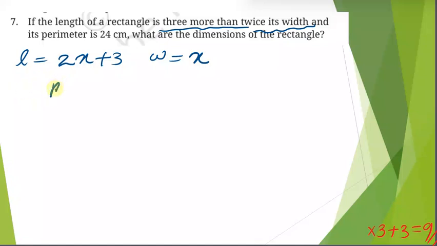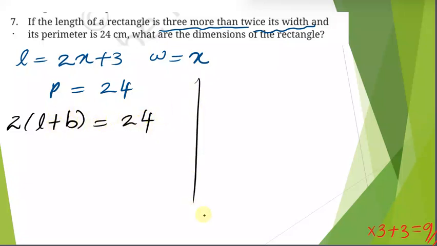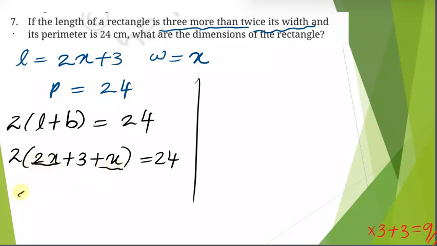Okay. Now given the perimeter is equal to 24. So perimeter is equal to 24 means we know the equation of the perimeter. What is the equation of the perimeter? Yes, 2 times (L plus B) is equal to 24. So 2 times, what is the length here? 2x plus 3. Now, breadth and width are the same, right? So breadth or width is equal to x. So 2 times (2x plus 3 plus x) is equal to 24, that is 2 into (3x plus 3) is equal to 24.